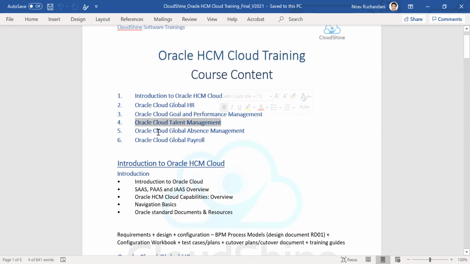We will have global absence management, which is talking about the leaves. And in that, we will talk about how it interacts with the time and labor module. And then lastly, we have cloud global payroll. We'll talk about what are the payroll implementation steps and how you go about configuring that in the system. Within core HCM, we will also talk about employees compensation.